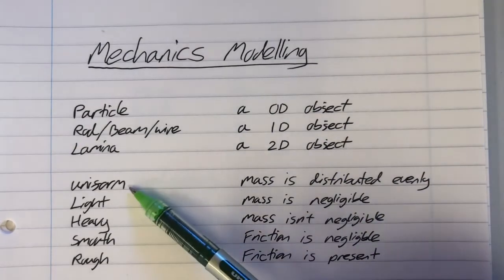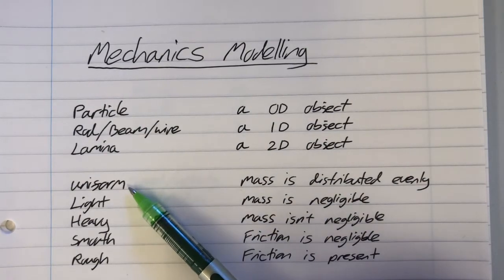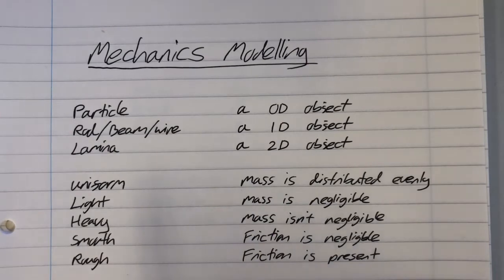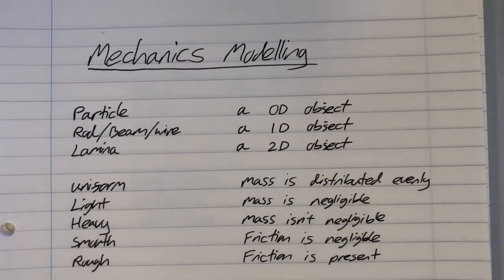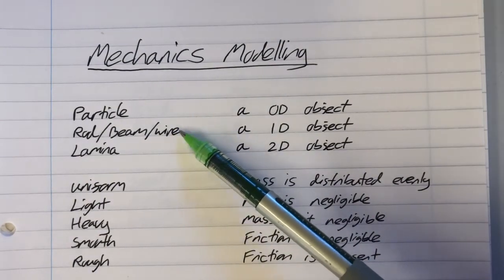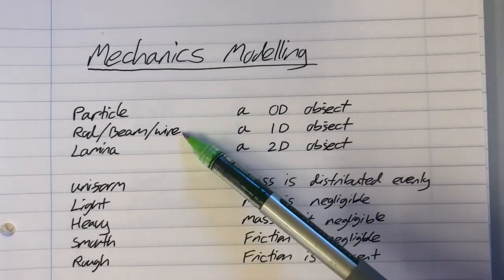The word uniform will come up a fair bit. It just means the mass is distributed evenly throughout the object. So the centre of mass is right bang in the middle of the object. That's particularly important when we're dealing with rods and beams in second year when we're dealing with moments.